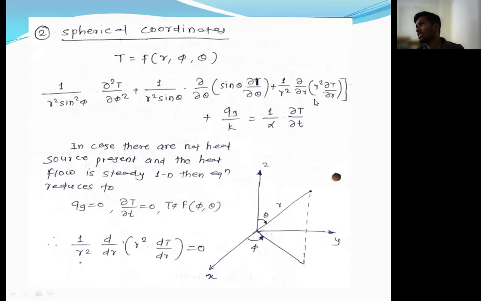So write down this equation: 1 upon r square sin square phi into dou square t upon dou phi square, plus 1 upon r square sin theta into dou by dou theta into bracket sin theta into dou t by dou theta, plus 1 upon r square dou by dou r into bracket r square dt by dr, plus qg by k is equal to 1 upon alpha into dou t by dou t.